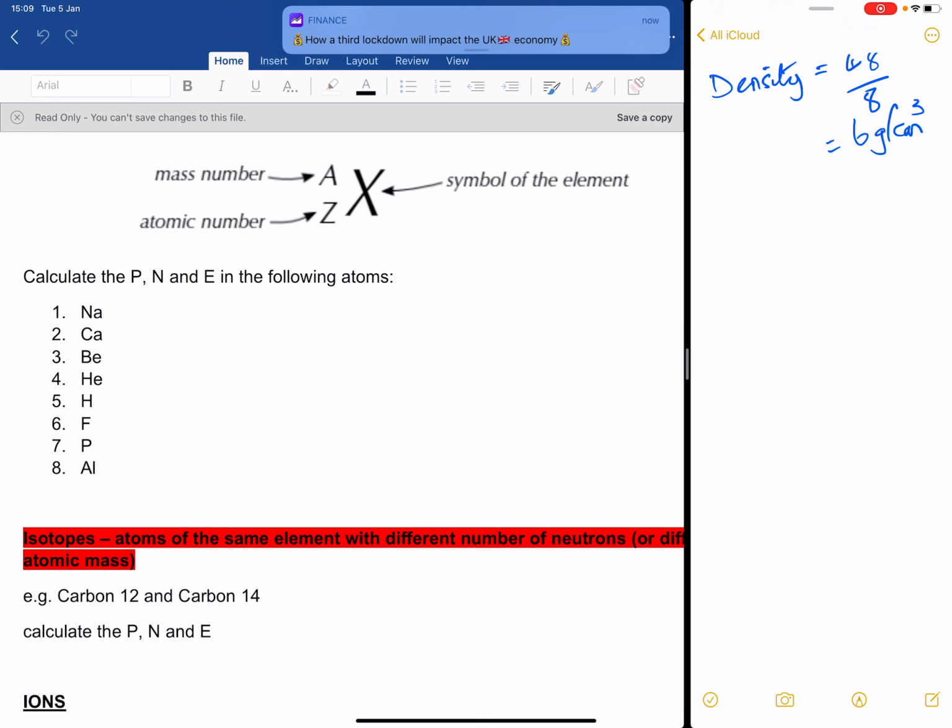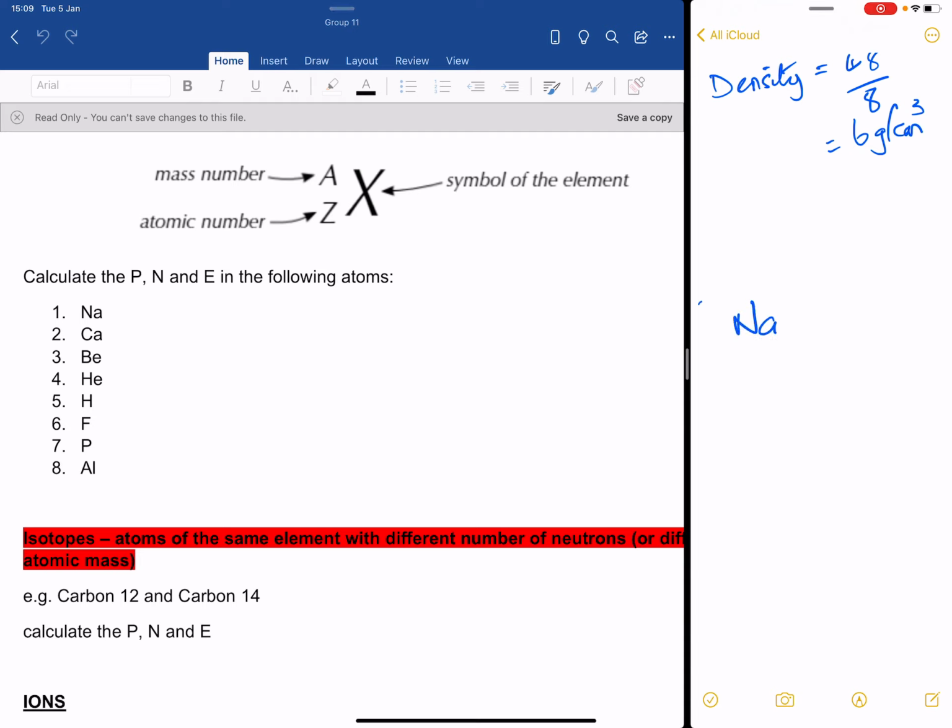Okay, let's have a look. So I won't go through all of them, but if we look at number 1, sodium. So sodium is atomic mass 23, atomic number 11. So it has 11 protons. And we've already said an atom is a neutral particle, which means if it's got 11 protons, it has 11 electrons, and the number of neutrons is simply 23 take away 11, which equals 12.